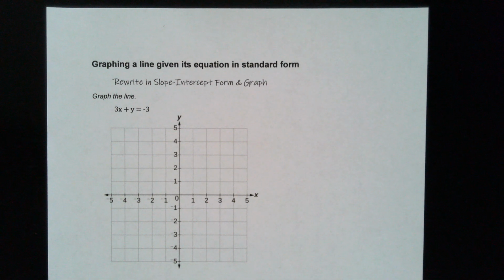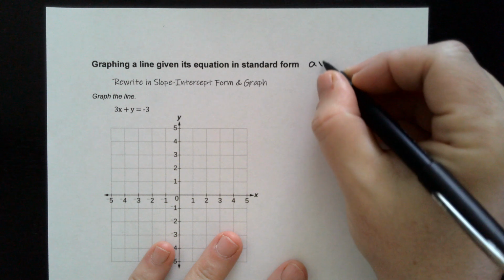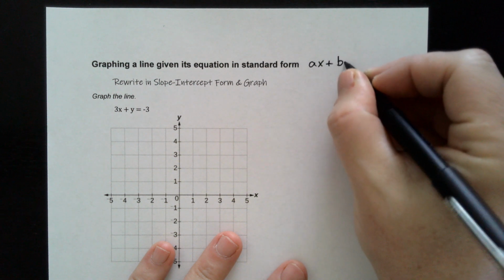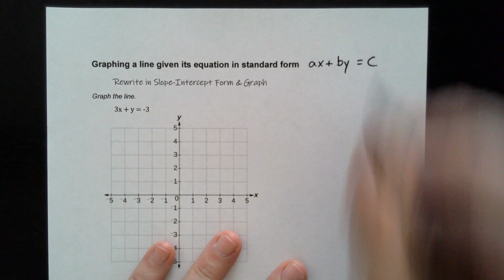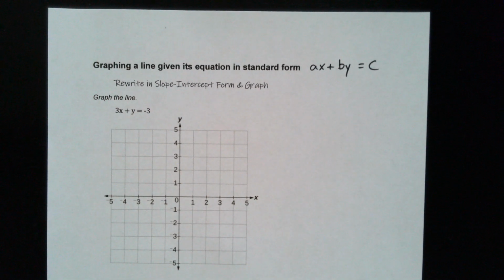In this video, we're going to be graphing a line given its equation in standard form. Let's remind you what standard form is. That is ax plus by equals c. And they want us to rewrite in slope-intercept form and then graph.